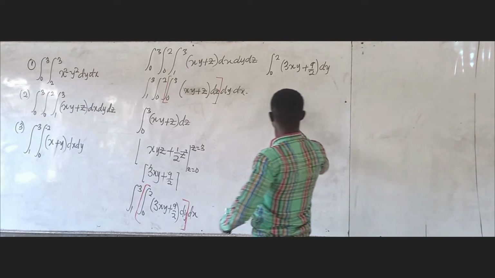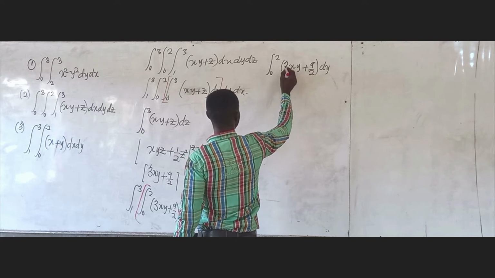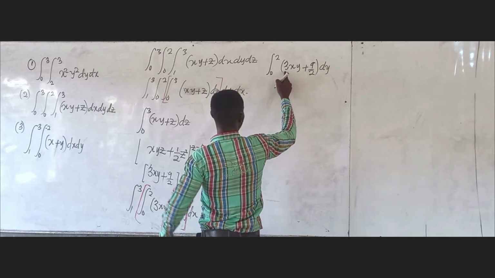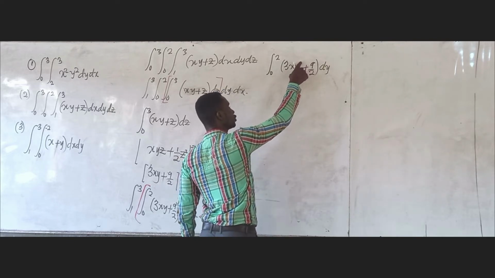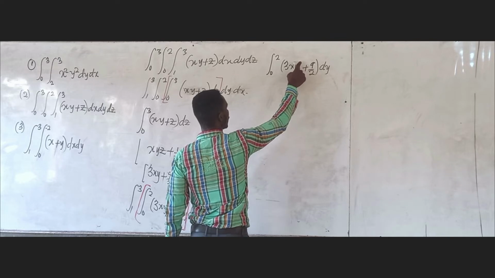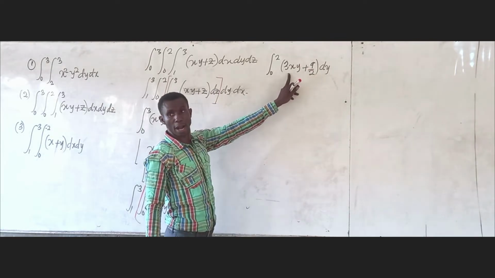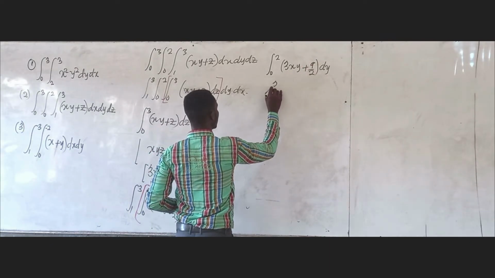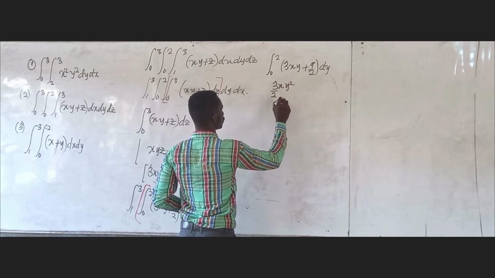Now, if I integrate with respect to y, x will be constant, not so? x will be constant. So if I integrate here, this one will be y to the power 2, not so? The y will be power 2 and divided by the new power. So it will be 3x y squared over 2.